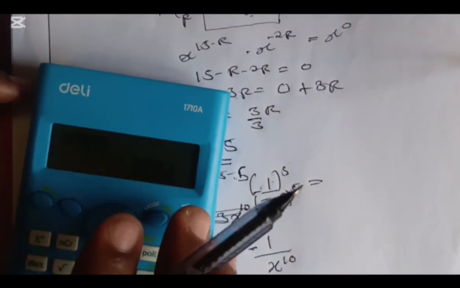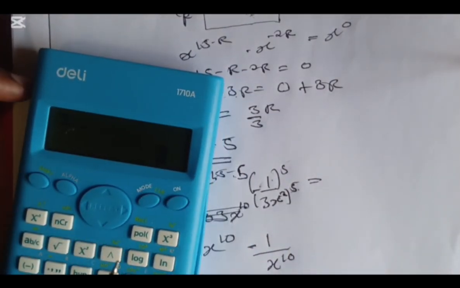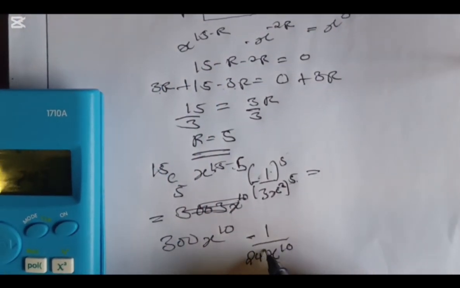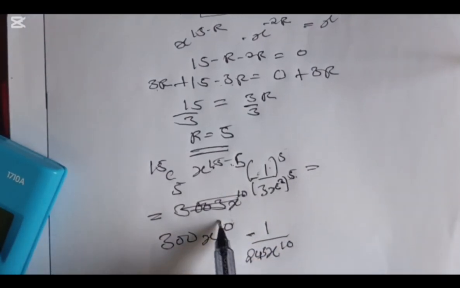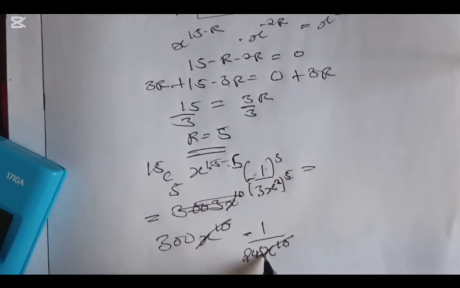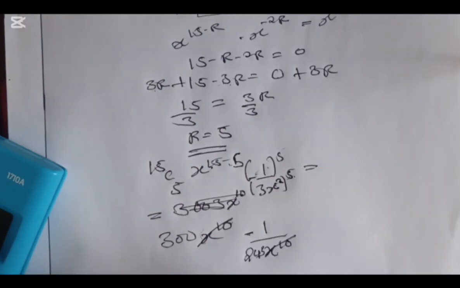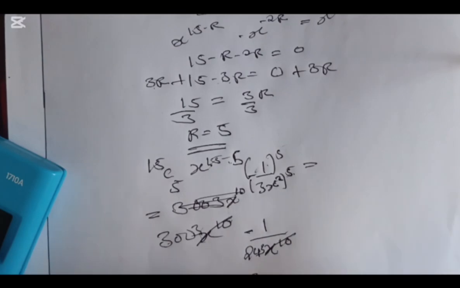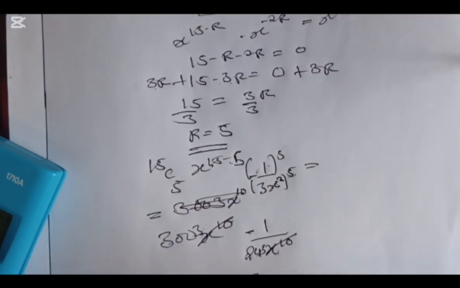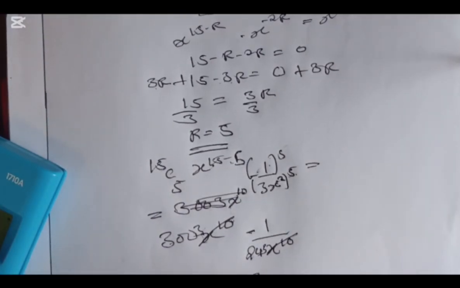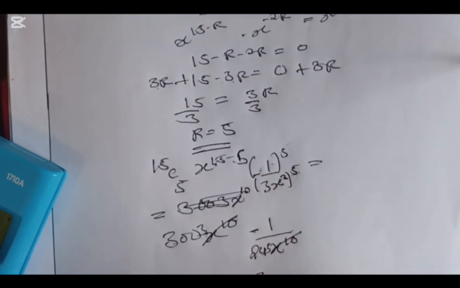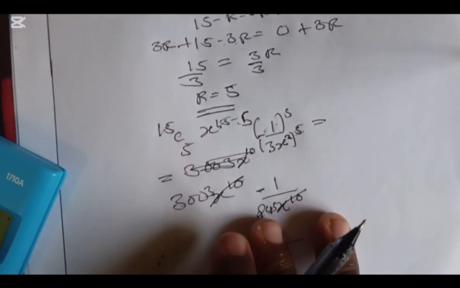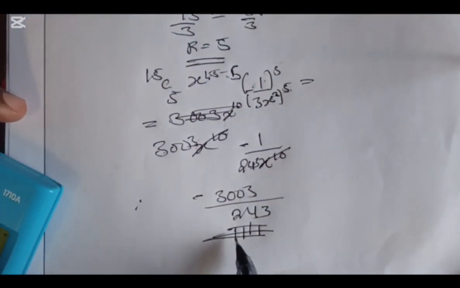So we just have to punch that on the calculator. 3 raised to the power 5 gives us 243. So we do 243 down there. We have seen that we have x to the 10 there and x to the 10 there, which can cancel. So finally, we can say that if we multiply this, we are going to have negative 3003 over 243. If you want, you can just leave the answer like this. If you want, you can reduce it. So this is the answer which I have worked out.